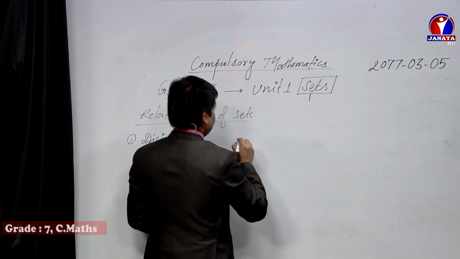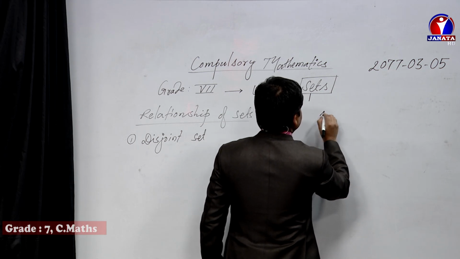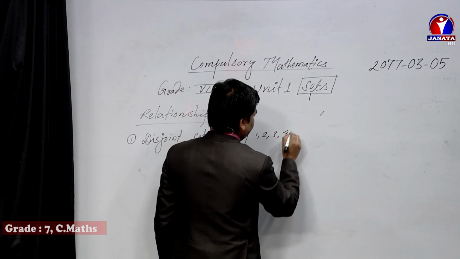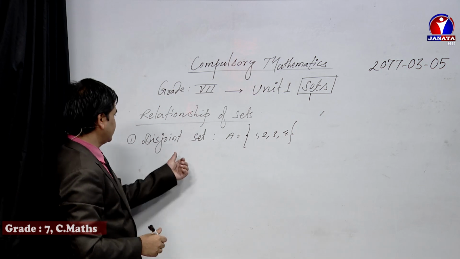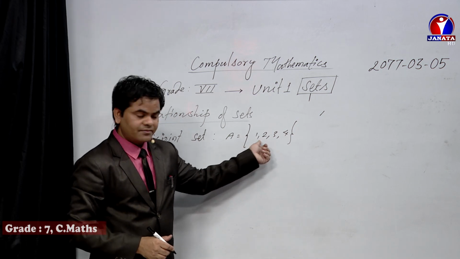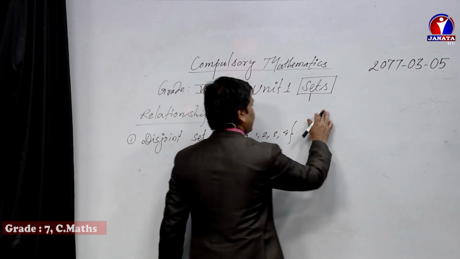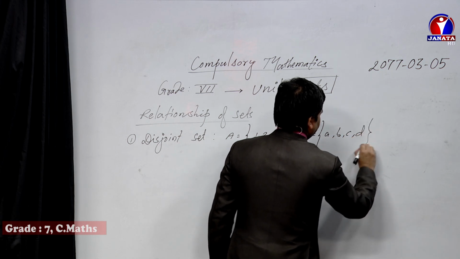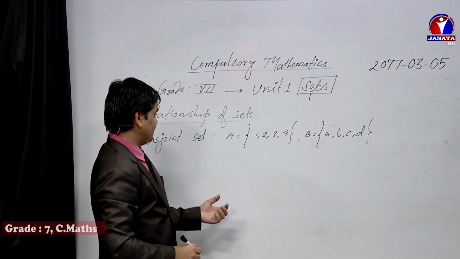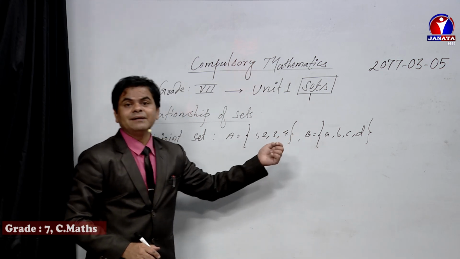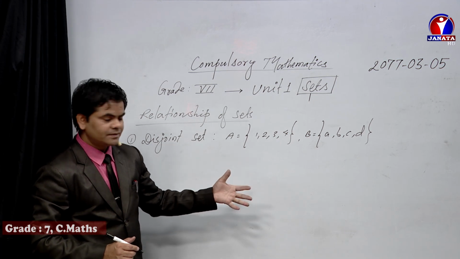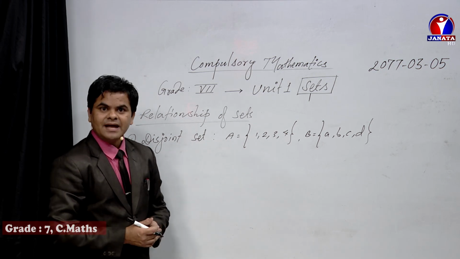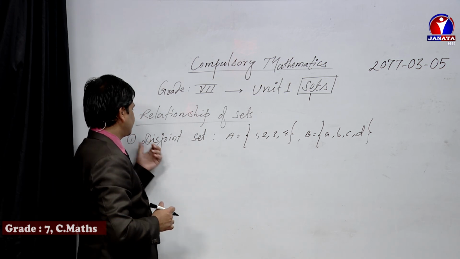Let's take an example. A has elements 1, 2, 3, 4. The same example as in the past I have taken. A equals 1, 2, 3, 4, up to 4 only. Now let's take set B. A, B, C, D. Here also there are 4 elements and here also 4 elements. But is there any similarity between the elements? No. That's why that type of set is known as a disjoint set. If there is no common member between the two sets, that is known as a disjoint set.